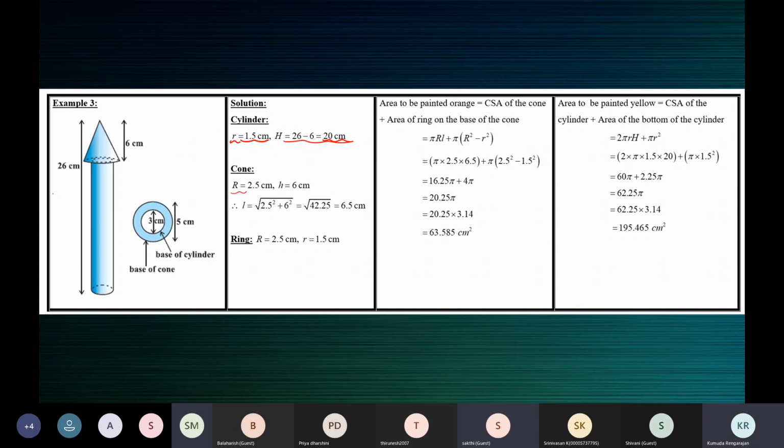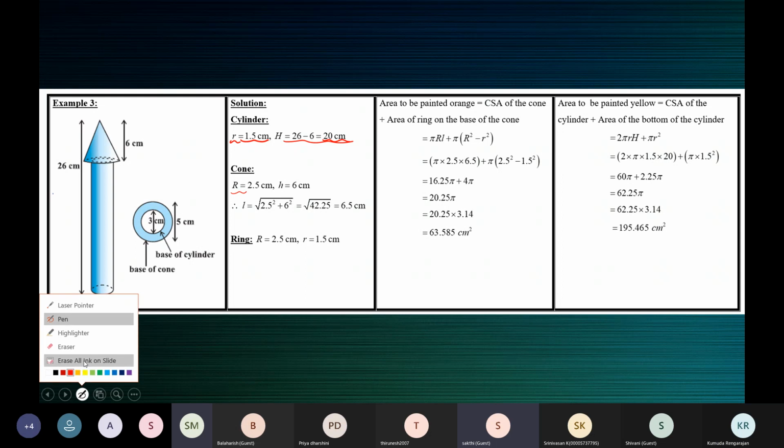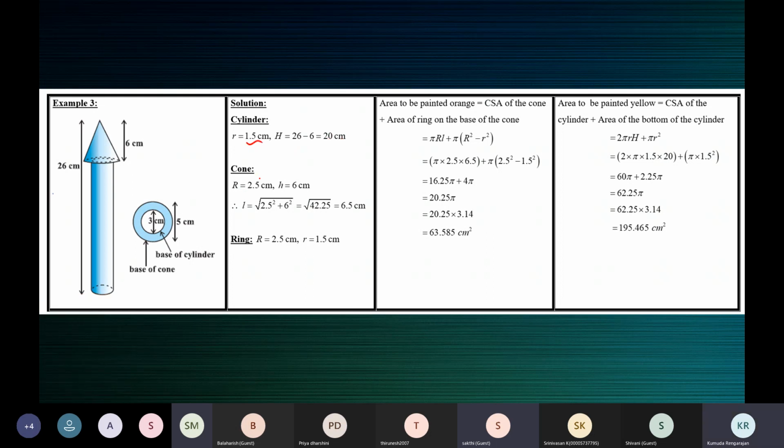You need to differentiate. You cannot say R for both. The formula also should be modified. Either say R1, R2, H1, H2, or you can use a capital letter and a small letter based on the values. So what I have done is radius is 1.5 and 2.5, so I've used a capital R here and a small r here. Height is 20 centimeters and 6 centimeters, so small h here, capital H here.